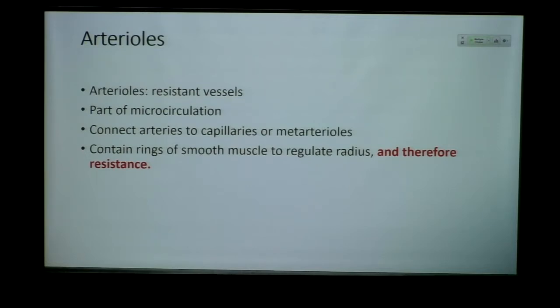I think I'm hearing it in the back. Resistance. The radius dictates the resistance. So because we can heavily regulate the size of the lumen and the size of the radius of arterioles, we can heavily regulate the resistance in this branch of the vasculature.